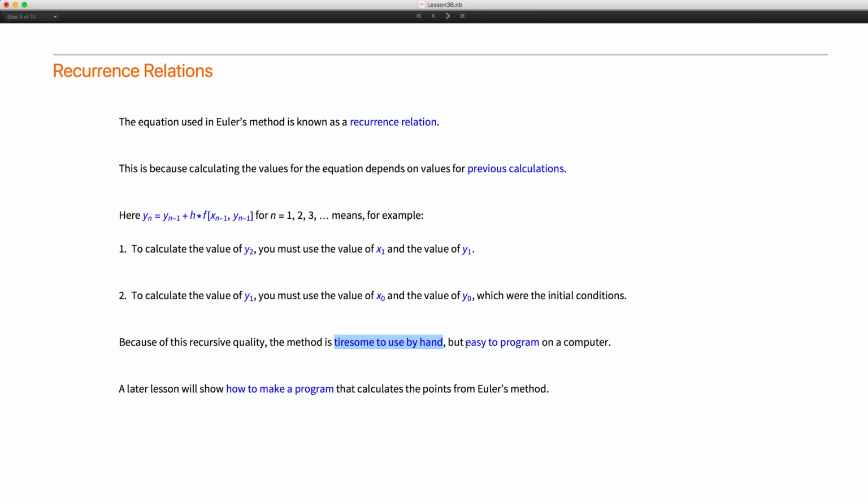On the other hand, it's a perfect thing to do by computer, so it's very easy to program on a computer. So after a couple of lessons, we'll talk about how to make a program that calculates the points from Euler's method.